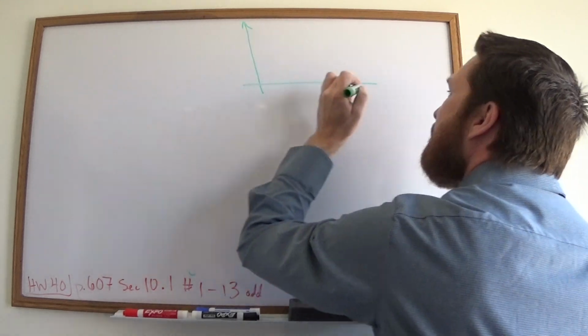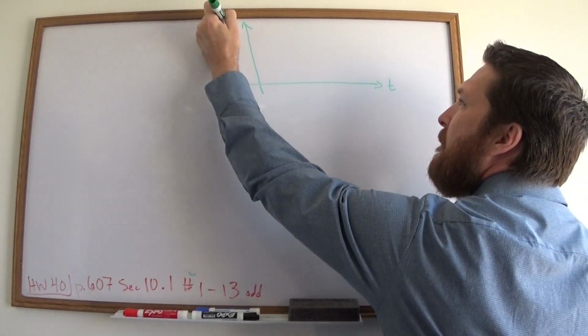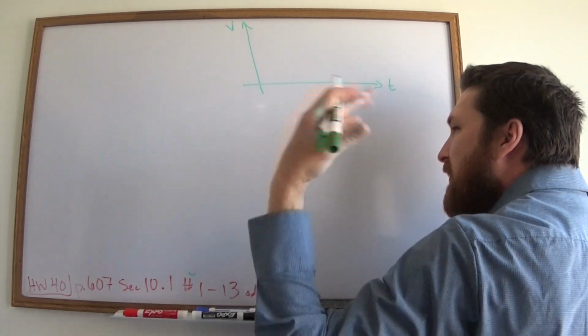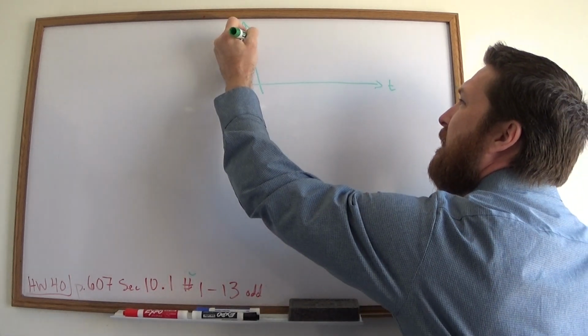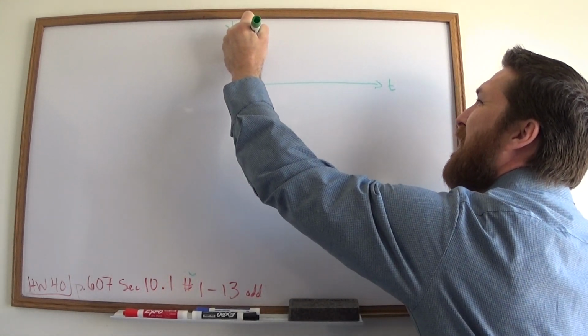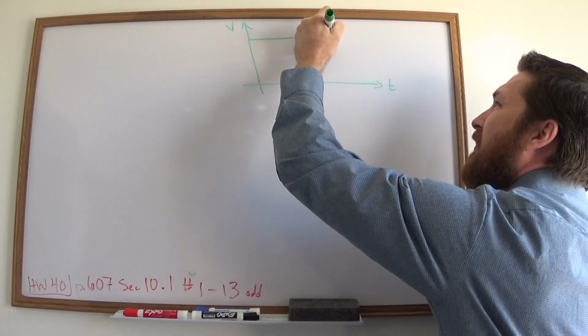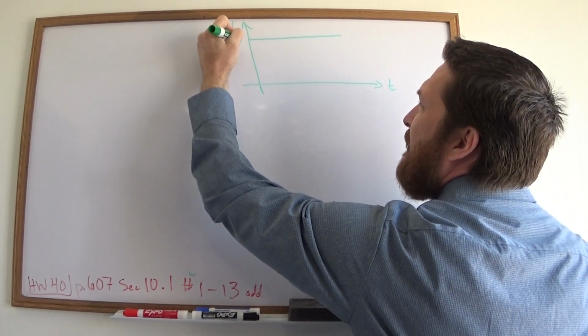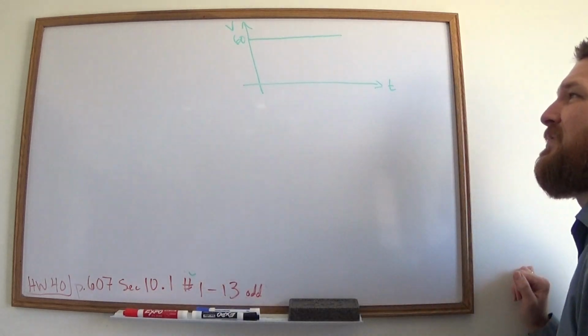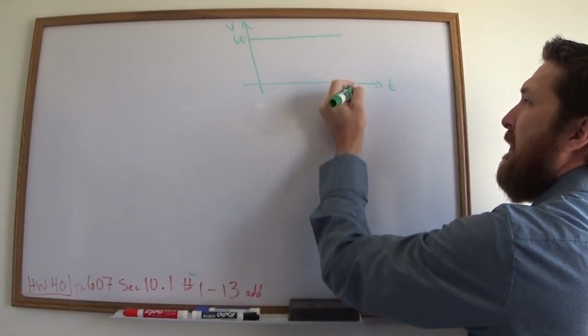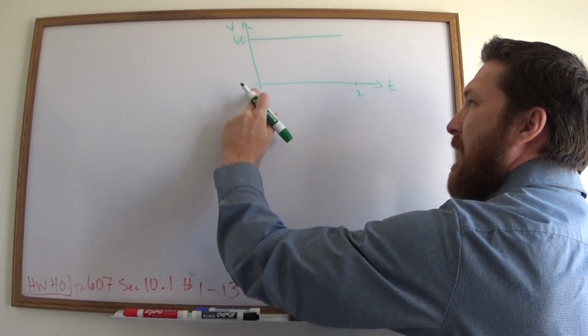Time, velocity. You guys took a car trip. Victor was monitoring only the speed of the car. And here he found it was always 60 miles per hour. And you guys drove for, let's say, 2 hours, whatever. That's not going to matter in just a second.